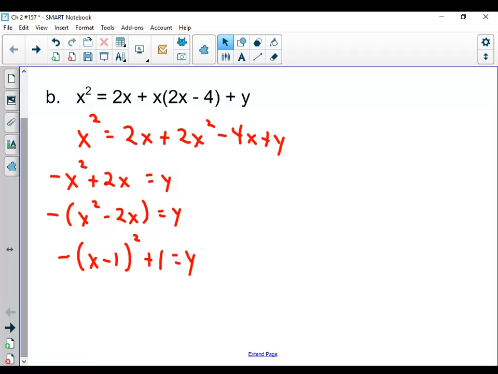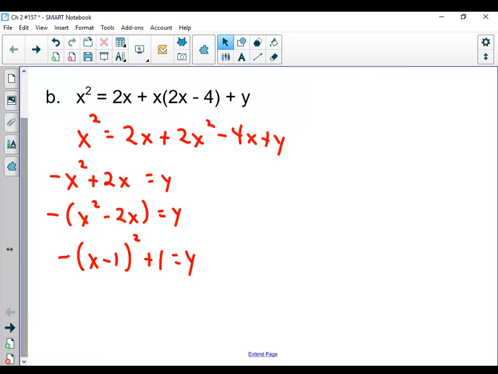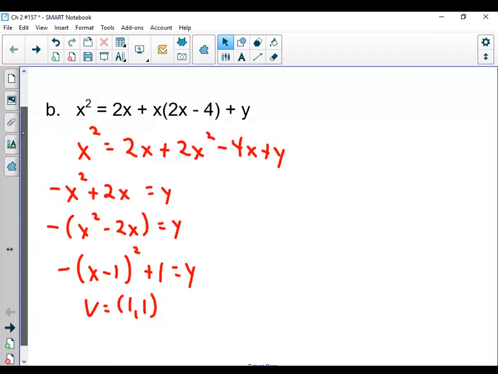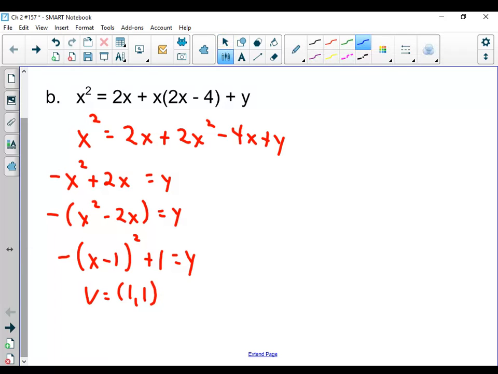Now we can start picking out some things. One of them was the locator point. So that'd be our vertex. So our vertex here would have been at 1, 1. Another thing was the x-intercept. So to find the x-intercept, that's when y equals 0. So I'm going to take this equation and I'm going to set it equal to 0.